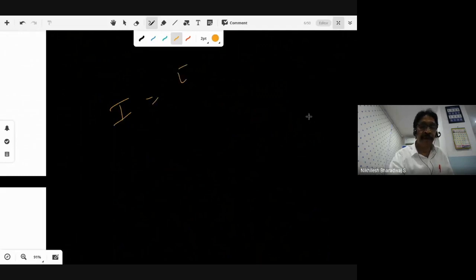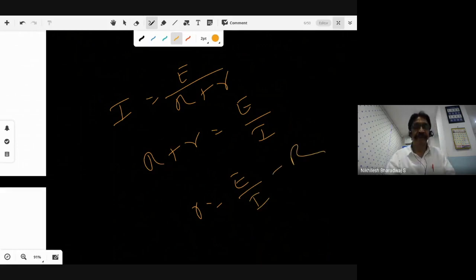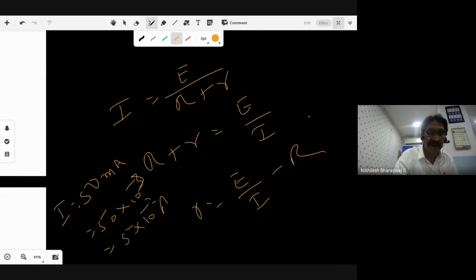I is equal to E by R plus r, so R plus r is equal to E by I, and r is equal to E by I minus R. Substitute the values and you'll get it. But here you should be very careful. The current is 50 milliampere. I is equal to 50 milliampere, which means 50 into 10 to the power of minus 3 ampere. That is nothing but 5 into 10 to the power of minus 2 ampere.